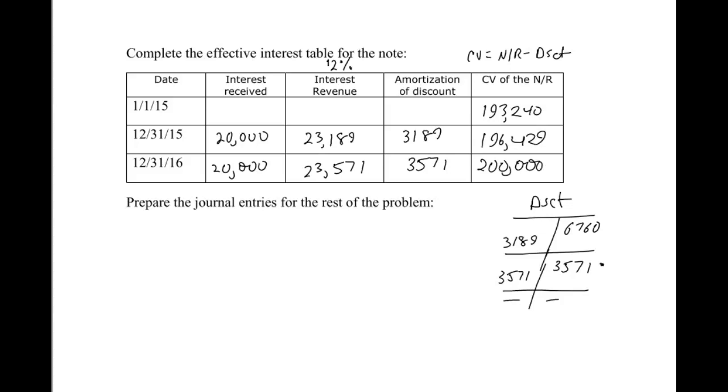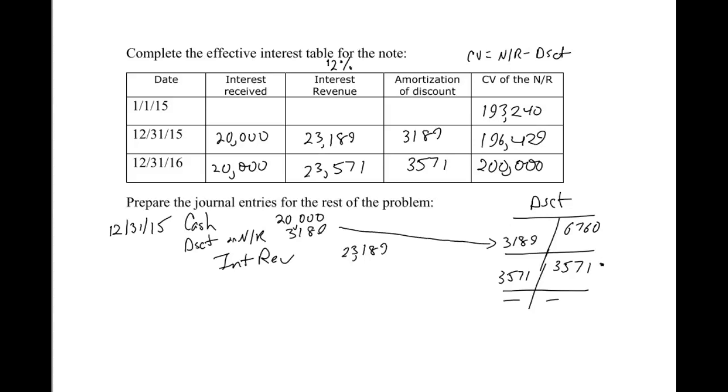So my journal entries. On 12/31/15, we have to record our interest revenue. The difference between this one and the non-interest bearing note is we're now receiving interest. So we're receiving the cash payment for interest. So we have the cash. We reduce the discount on note receivable by the 3,189, and this is interest revenue of 23,189. So I'm just pulling the numbers from the table. Notice that 3,189 is right there.